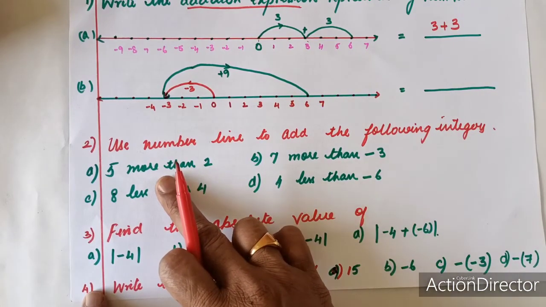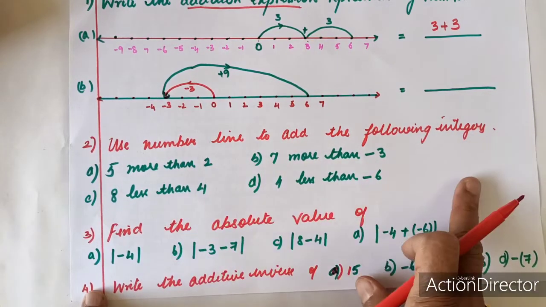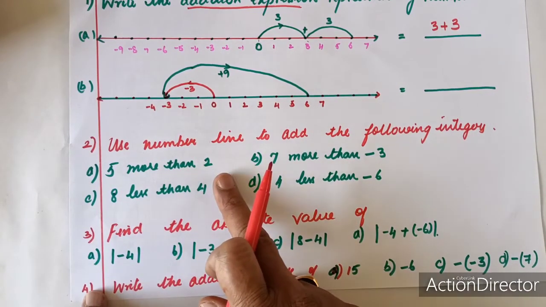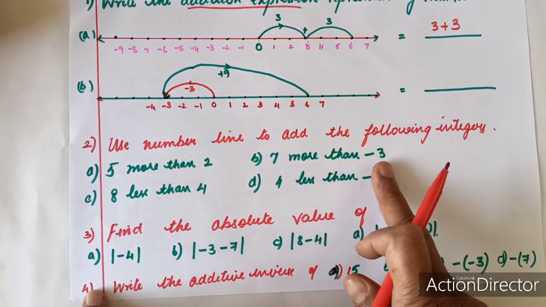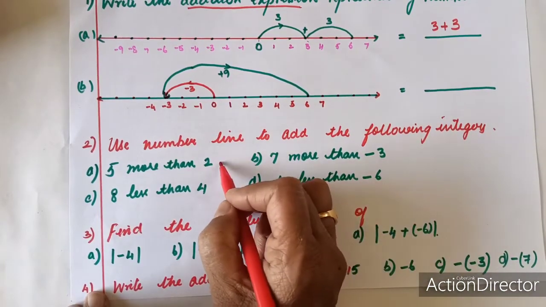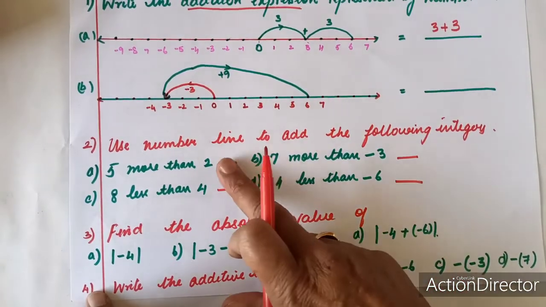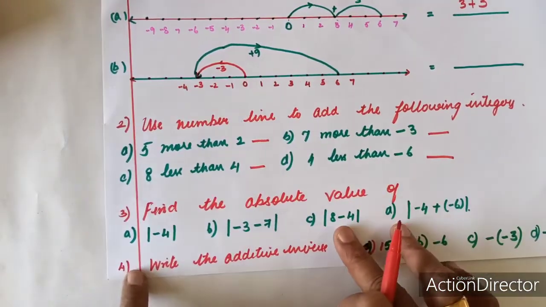Next, using a number line, add the following integers. Just now we saw how to add integers using a number line. The first one you will be finding is 5 more than 2. Next, 7 more than minus 3. All these you will find and write the answers over here. Find the answer using a number line.